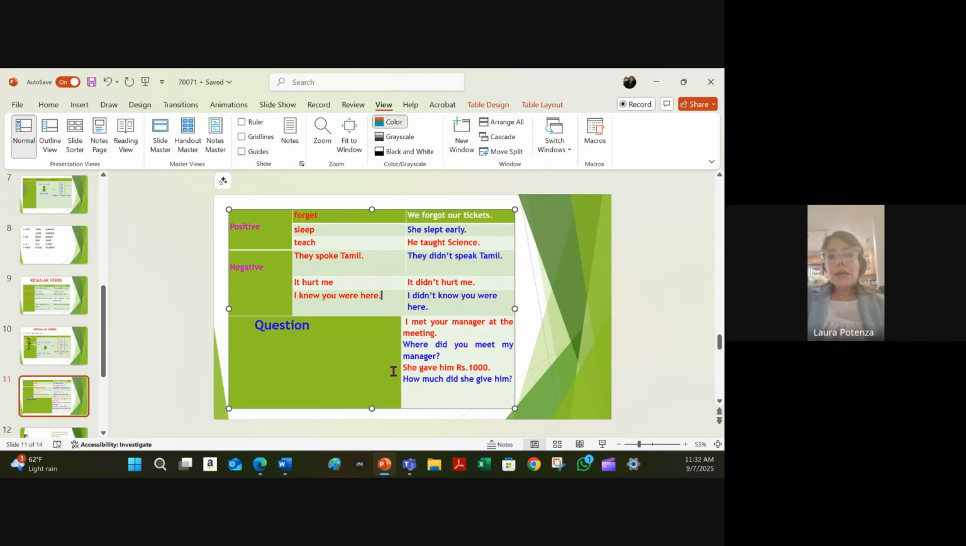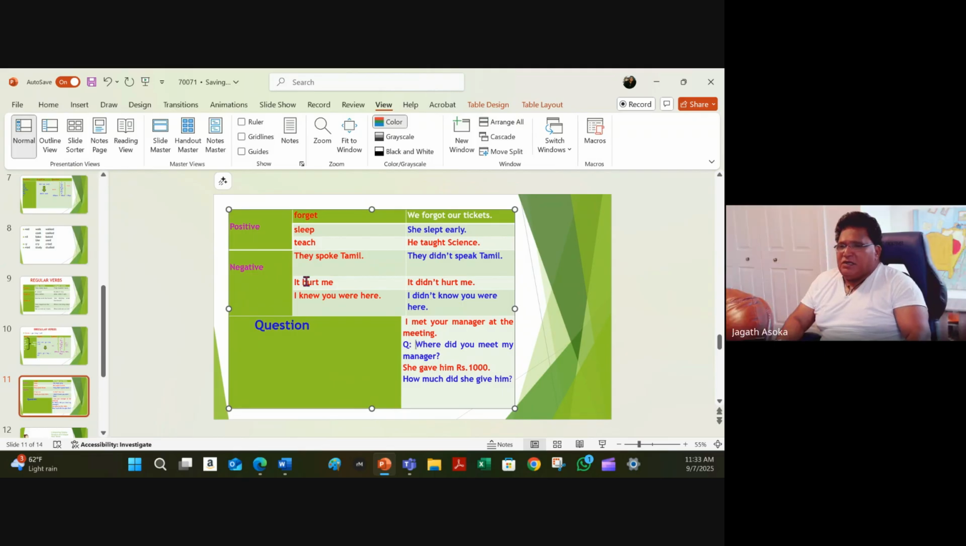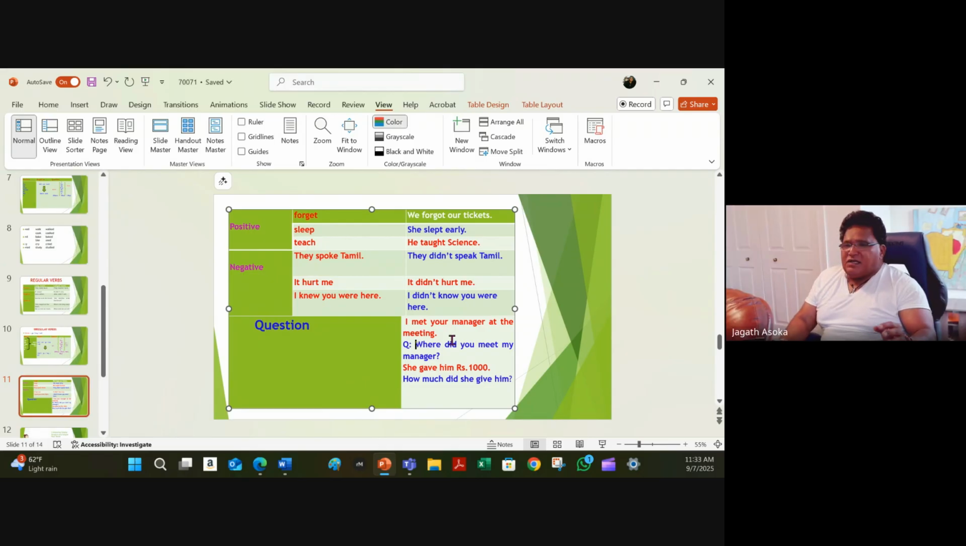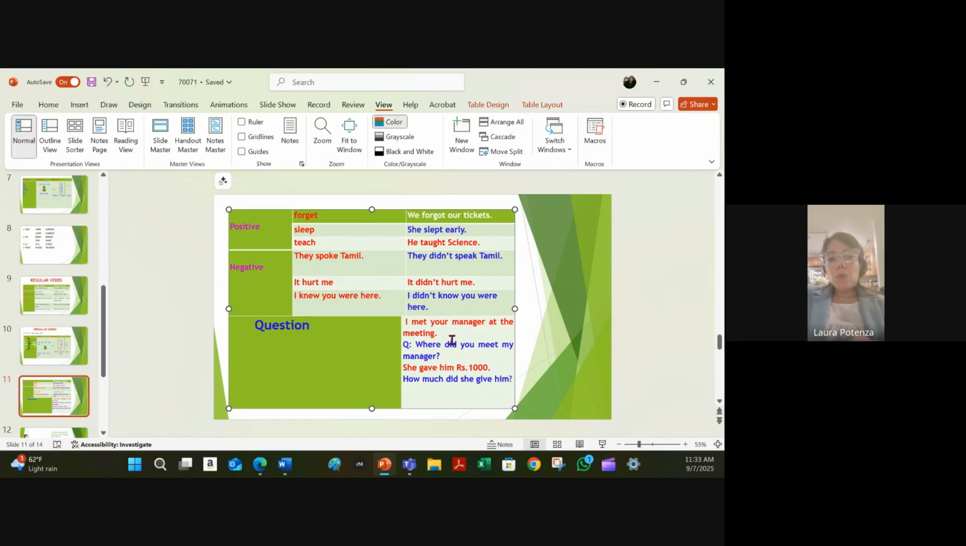So the line for negative where it says it hurt me, in the past tense, and then it didn't hurt me. Are both of them red because hurt never changed form? No, remember, the past tense of hurt is hurt. Hurt is an irregular verb. I'm just wondering why they're both red. I felt like it was trying to say something.